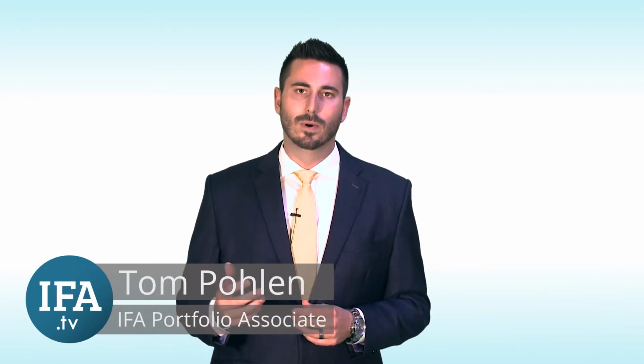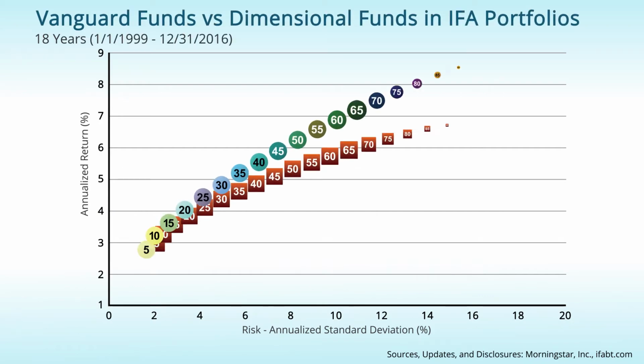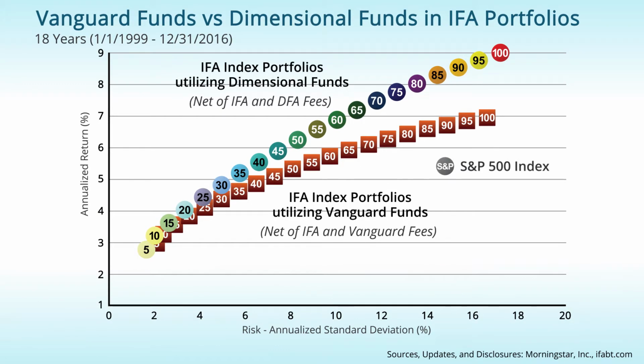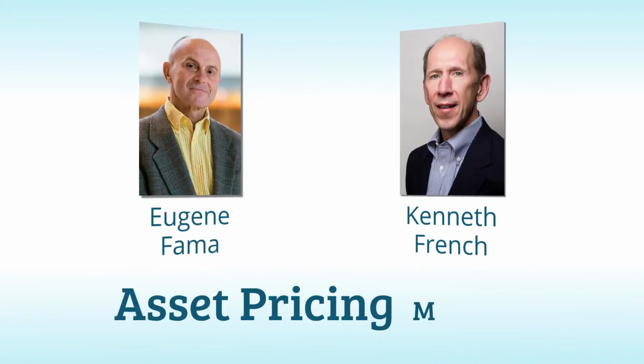A question that arises frequently from our clients is, why do we use dimensional funds instead of Vanguard? The answer is quite simple. It's performance. Having a discussion about performance first starts with understanding the Fama-French asset pricing model.